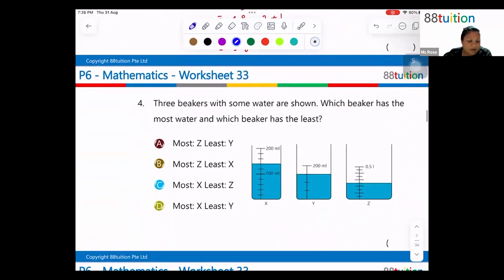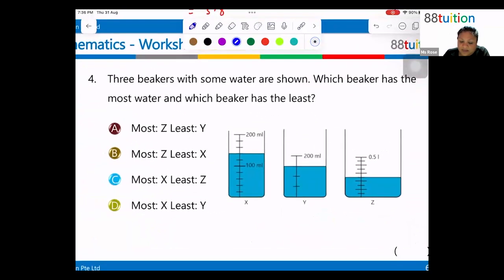Question number 4. Now, when it comes to beakers like this, what you need to do is to ensure that you know what each division is about. You must know what is each division. Now, can someone tell me how much water is there in beaker X? Thank you, Charmaine. So this is 140 ml.